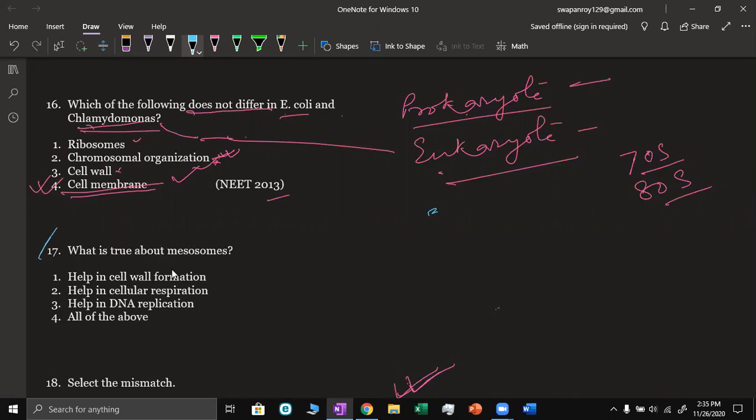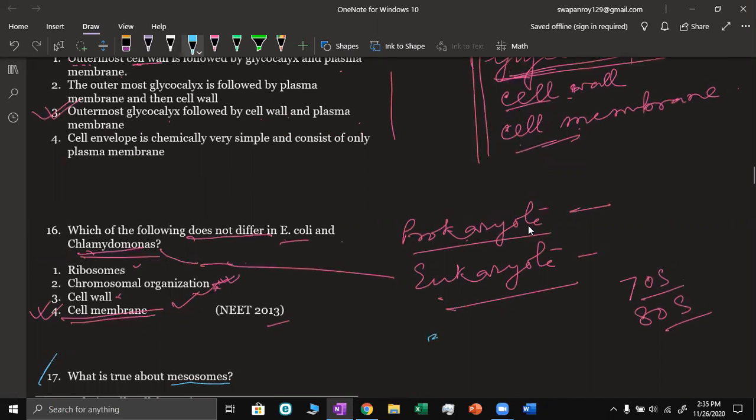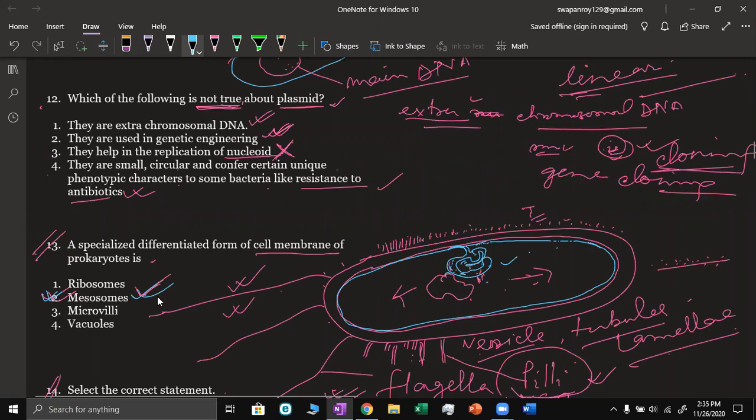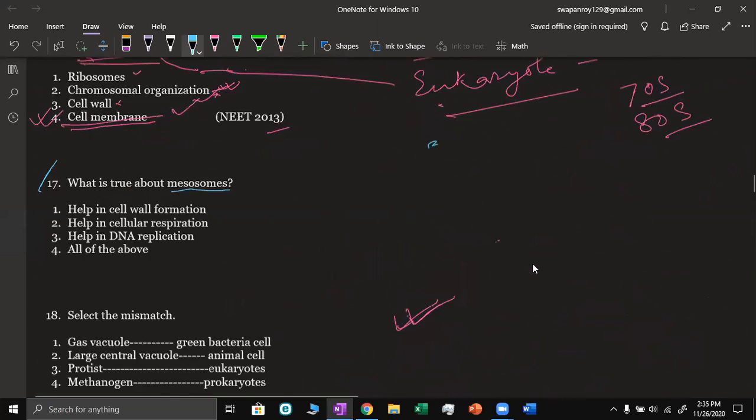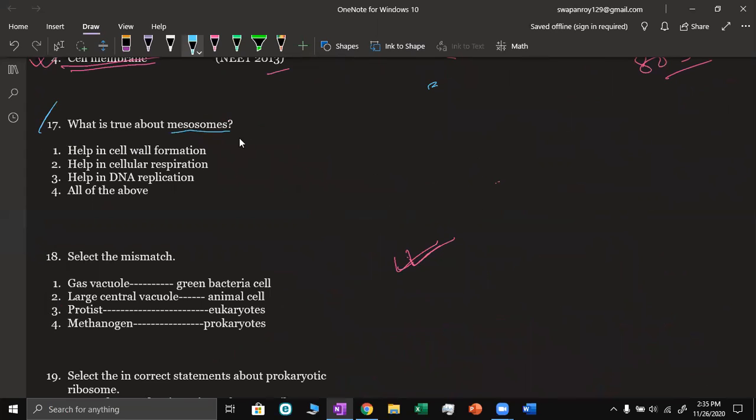Number 17. What is true about mesosome? I think in the previous class I also explained that in question number 13, a sliced differentiated form of cell membrane of prokaryote is the mesosome. So here, regarding mesosome, another question: what is true about mesosome? It helps in cell wall formation, it helps in cellular respiration, it helps in DNA replication, and all of the above. So all of the above is true.